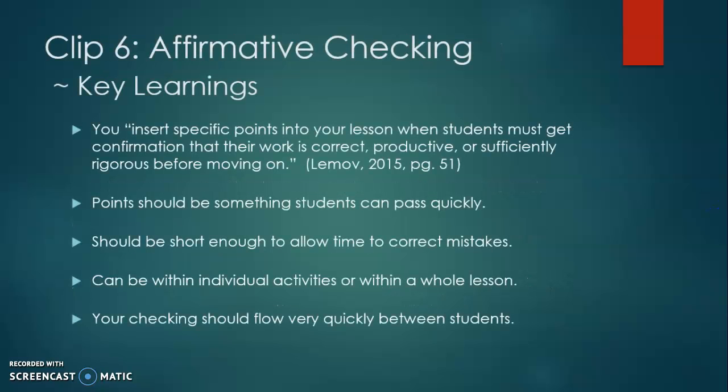The second technique is affirmative checking. So this is basically just creating checkpoints within lessons or assignments and making sure that those students have correct information and are doing things correctly before you allow them to move on. So it's inserting specific points into your lesson when students must get confirmation that their work is correct, productive, or sufficiently rigorous before they're allowed to move on to the next section.